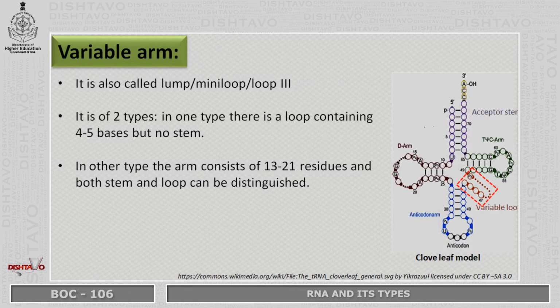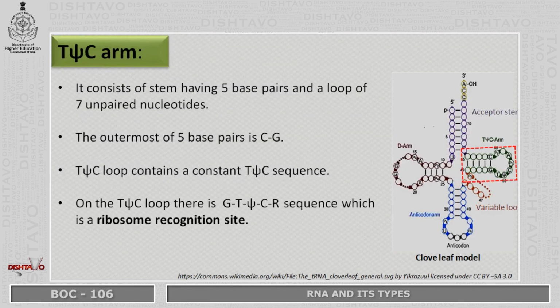Variable arm. It is also called lump, mini loop or loop 3. It is of 2 types. In one type there is a loop containing 4 to 5 bases but no stem. In the other type, the arm consists of 13 to 21 residues and both stem and loop can be distinguished.